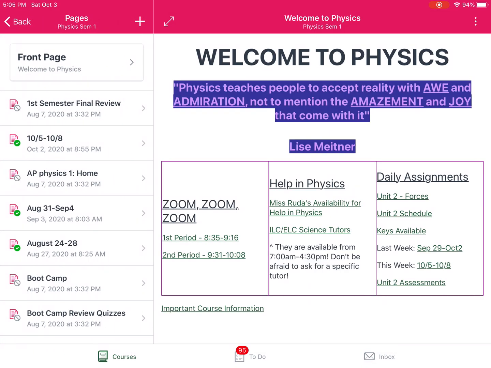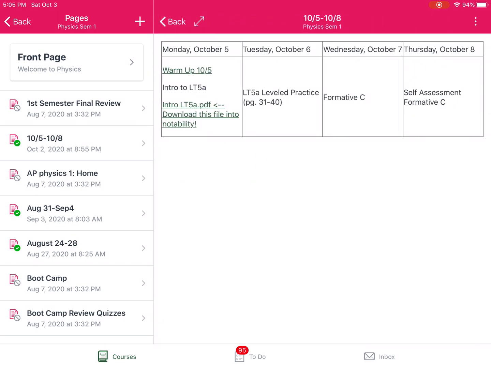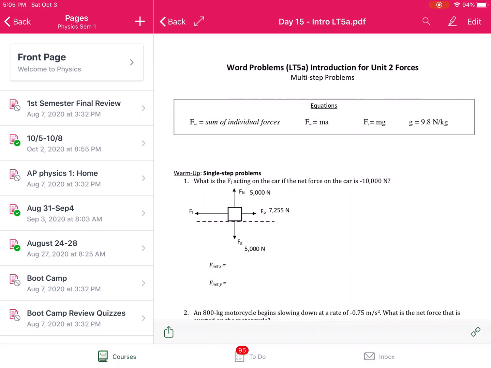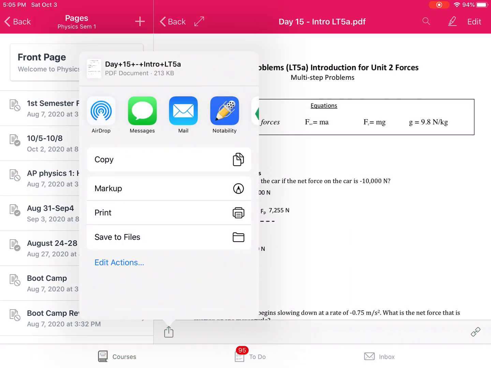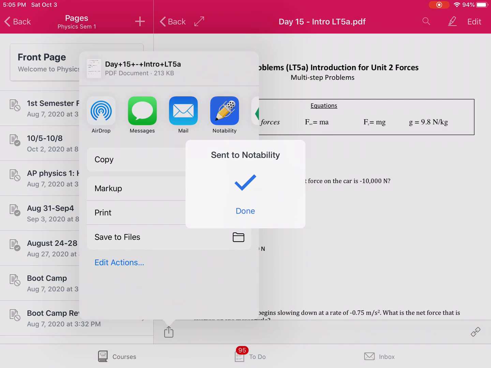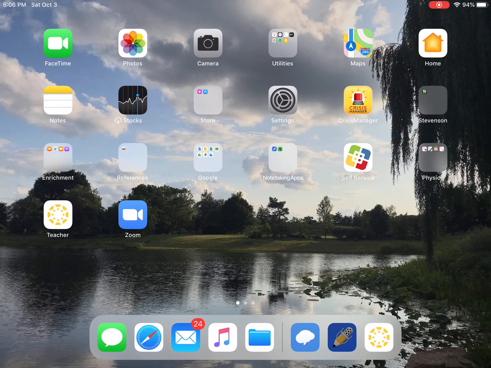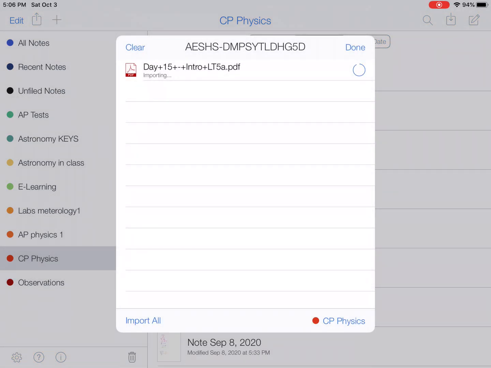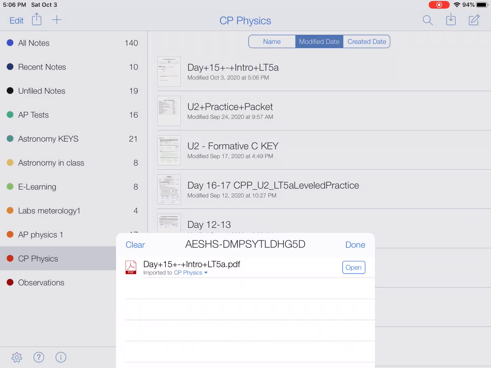Go to our Canvas homepage and click on this week page, 10.5 through 10.8. Then click on the Intro to LT5a PDF. Download this file into Notability, or put it wherever you have your practice packet. I sent it to Notability since that's where I have my practice packet. Now it's right next to my Unit 2 practice packet, which is exactly what I want.